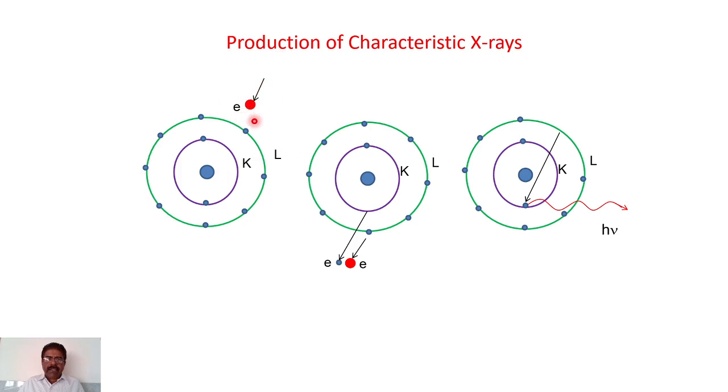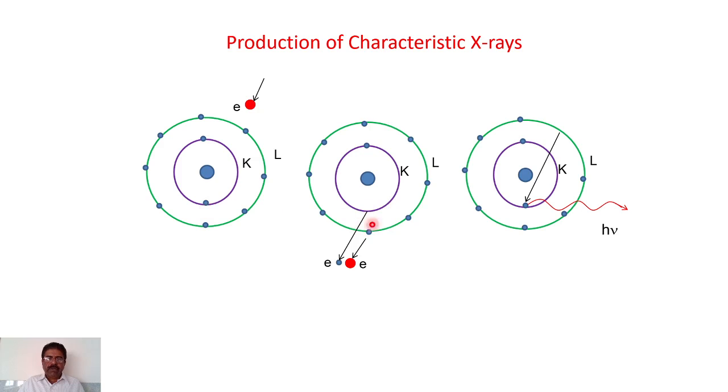The highly energetic electron, when it strikes the target atom, penetrates deep into the atom, and if the energy of this electron is sufficient, it can even go to the very inner shell, that means the K shell of this particular target atom. And if it strikes the electron in the inner shell, that electron will be freed from its position.